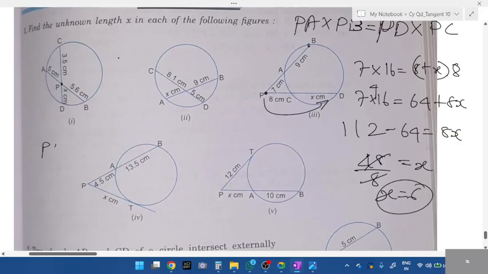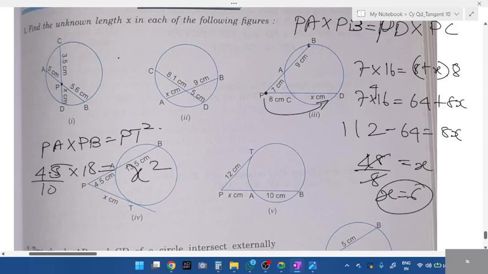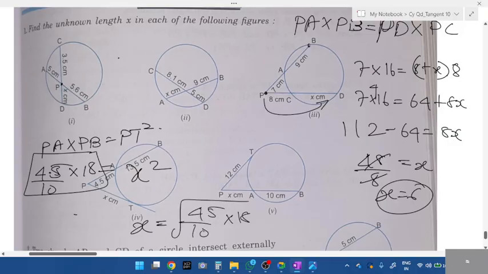Tell me, students. PA into PB is equal to PT square. What is PA? 45 divided by 10 into, what is PB? What is 4.5 plus 13.5? 18. Is it clear, students? Is equal to PT, that is x square. So do the calculation here. Convert the square. X is equal to square root of 45 divided by 10 into 18. 5 2s are 10, 5 9s are 45. 2 1s are 2, 2 9s are 18. There are 2 9s. Take out one 9 from that. X is equal to 9 centimeter.